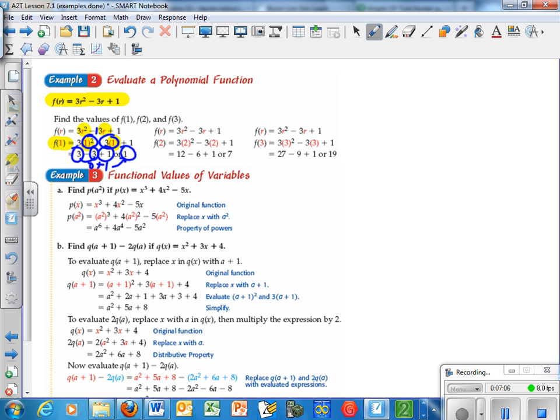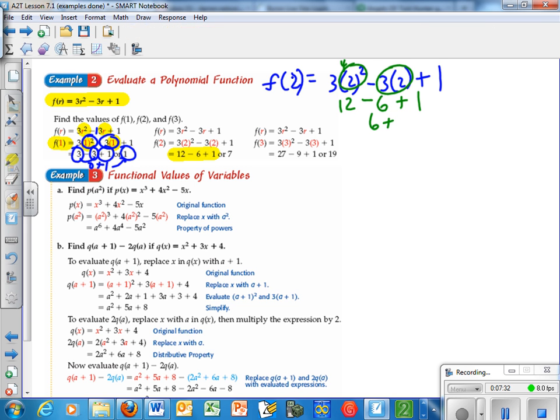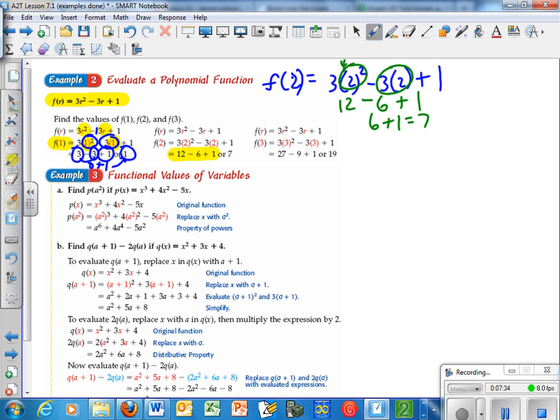If you plug 2 in, if I find f of 2, I'll do the work up here for this one. So I have 3 times 2 squared minus 3 times 2 plus 1. Now notice order of operations says you got to square first, so that's 4. 3 times 4 would be 12. Let's do this multiplication next. Minus 6 plus 1, which is what they did right here. And 12 minus 6 is 6. 6 plus 1 is 7. So there's your answer for that one.